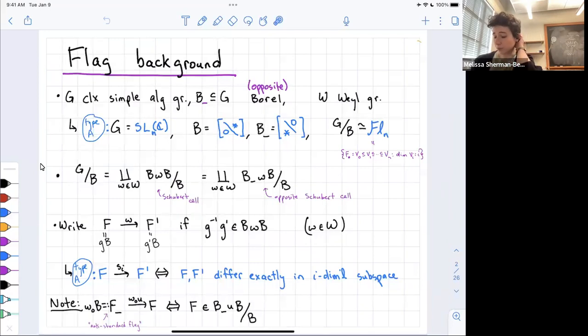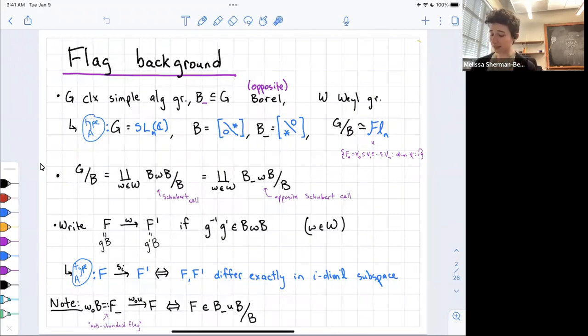To define braid varieties, I'm going to need a little bit of notation, and I'm also going to need the notion of relative position of two flags. So if I have two flags, F and F prime, I say that they're in relative position w if the ratio of these two flags sits inside of a particular B orbit.